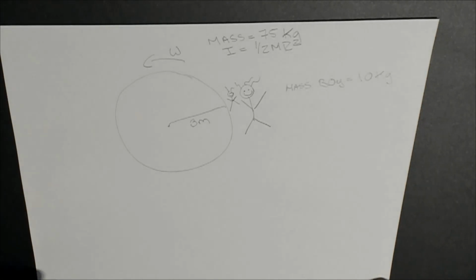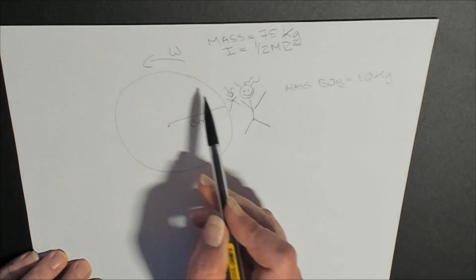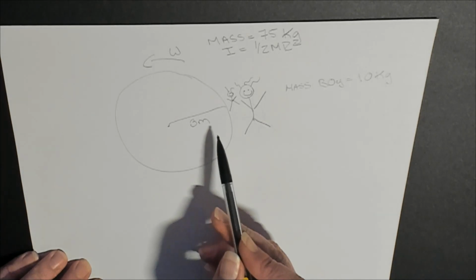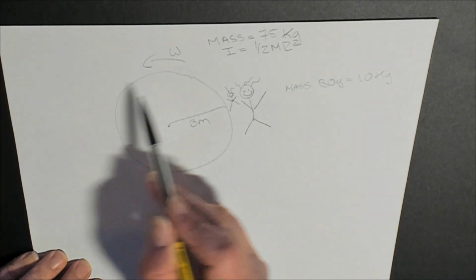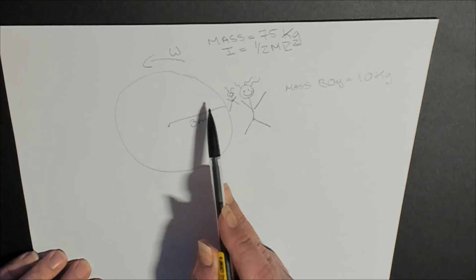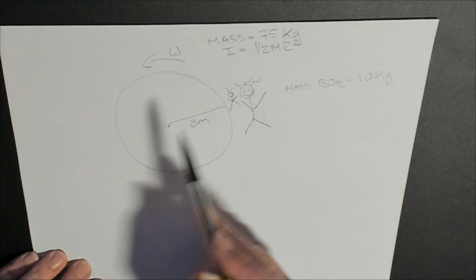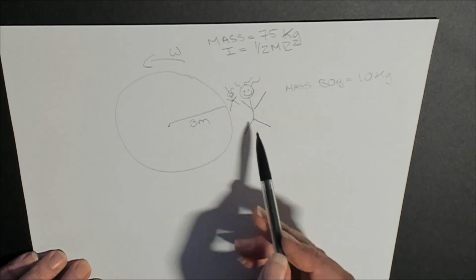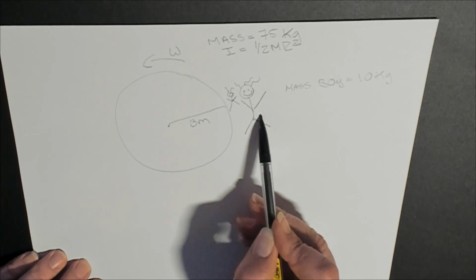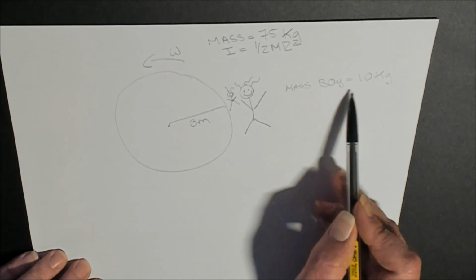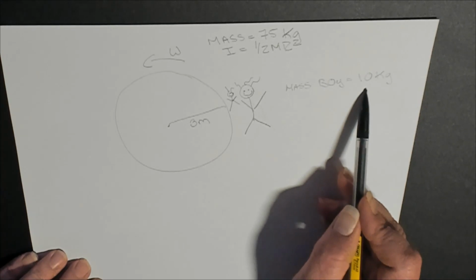So let's do some conservation of angular momentum. Here's the story. This is one of those merry-go-rounds that you have at parks. There's little safety bars that come out, and you can hold on to the bar and then spin around on this thing and try not to throw up. And here's an older sibling and the younger sibling, and the younger sibling has a mass of 10 kilograms.